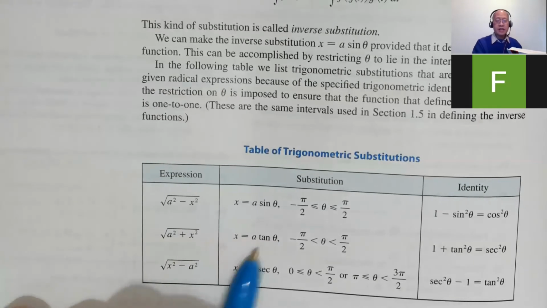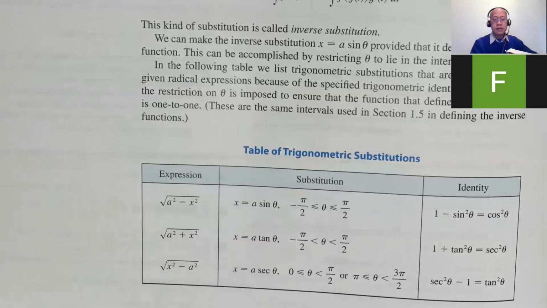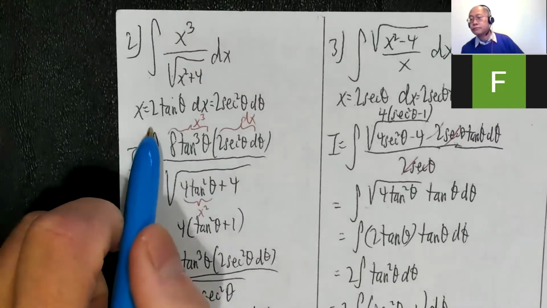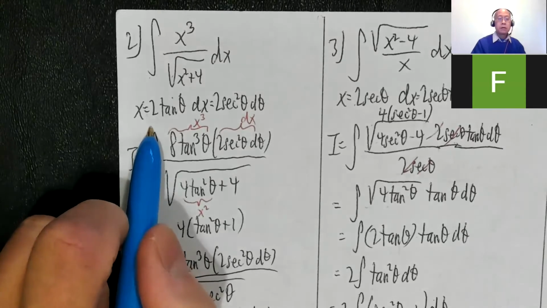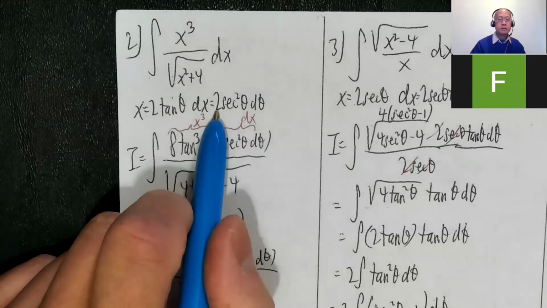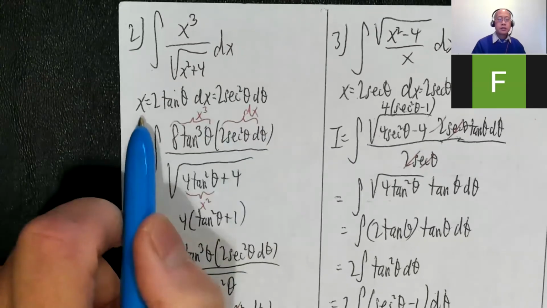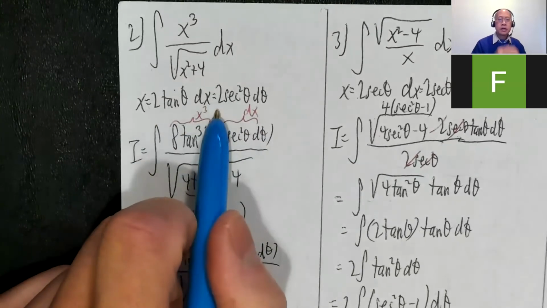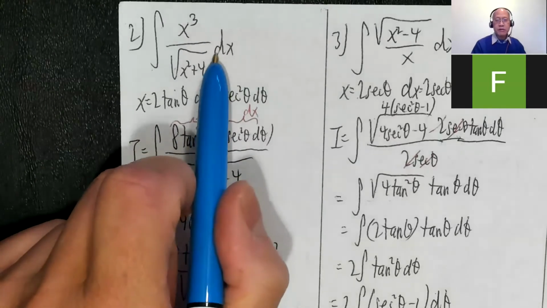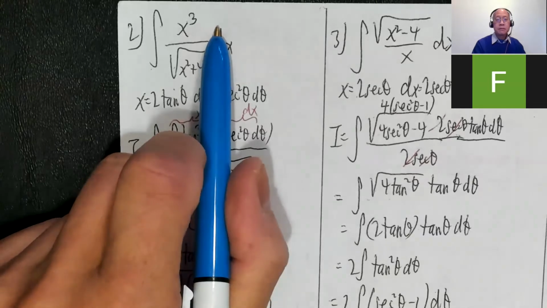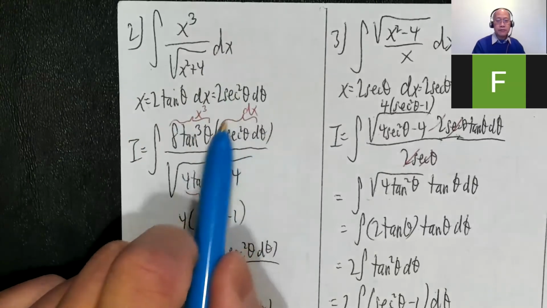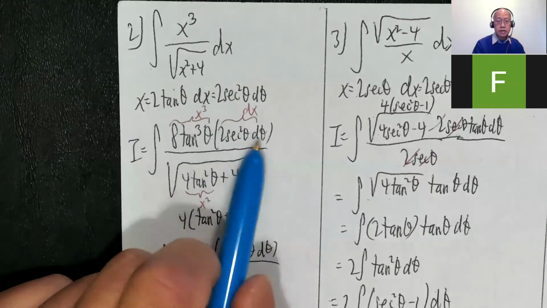So x equals a tangent theta. It looks like this one. So I'm going to say x is 2 tangent theta. Okay, what's the derivative of 2 tangent theta? 2 secant squared theta d theta. Okay, so x is 2 tan theta, dx is 2 secant squared theta d theta. Now I substitute dx, and by the way, when you write dx like that, it's like it's on top. Dx is like dx over 1. So in place of dx, I write all this stuff. See, this is my dx, 2 secant squared theta d theta.